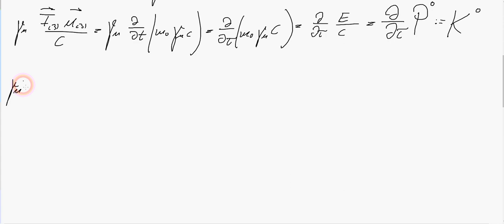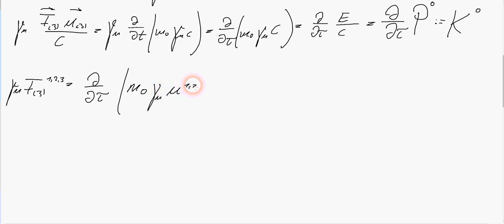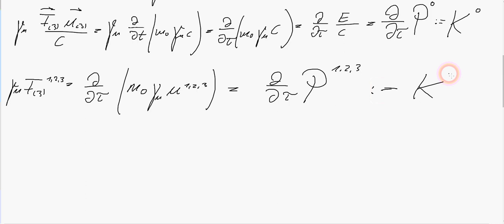Now we look at the other components, the other equations, times γ_u. Now the spatial components 1, 2, and 3. We do the same game, and we get γ_u times d/dt, and just get here also the proper time derivative, of this expression m₀ γ_u times u₁, u₂, and u₃. This is equal to the proper time derivative of our 4-momentum components p¹, p², and p³, and these will be the other three components of our force vector.